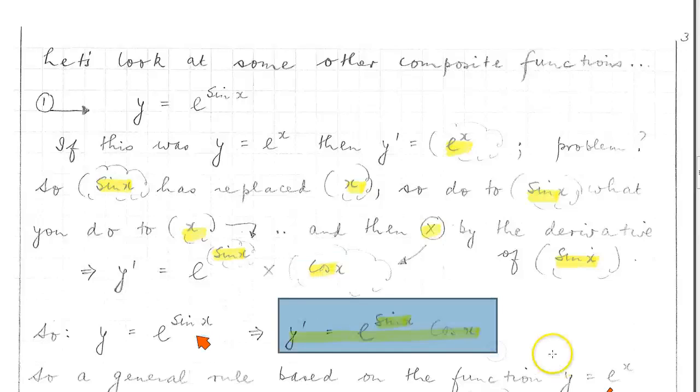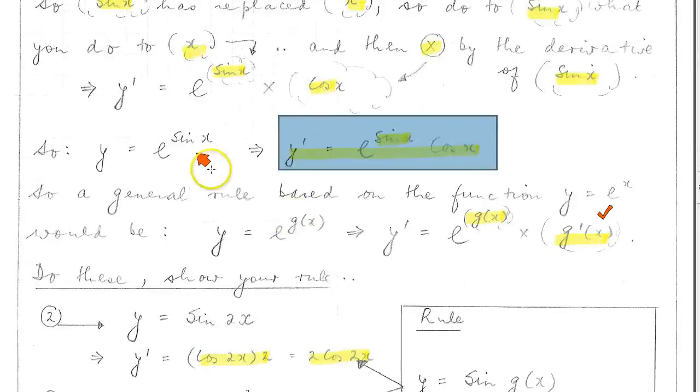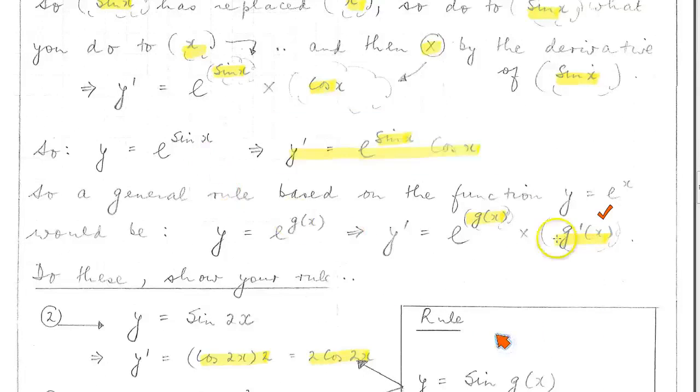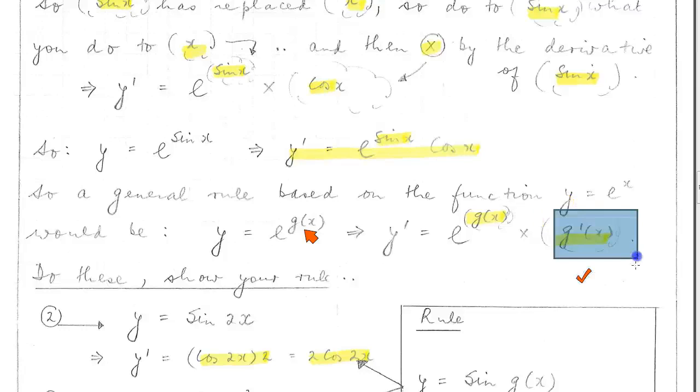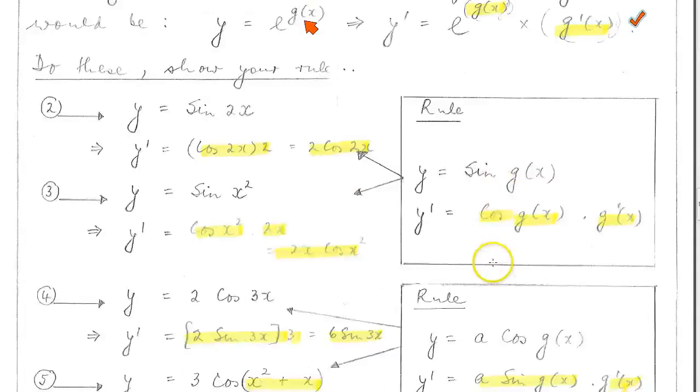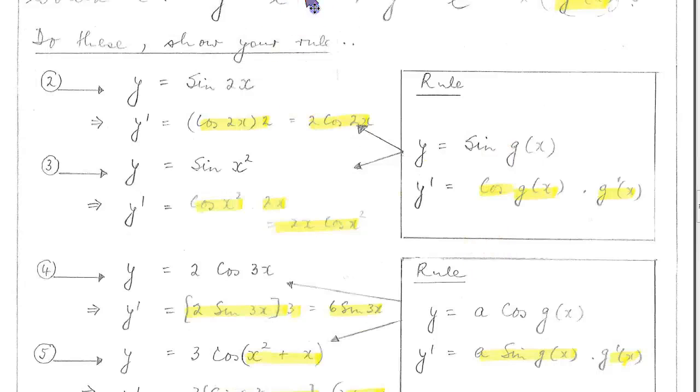So a general rule based on this function y equals e to the x would be, if I've got y equals e to some function of x, e to the g of x, say, y dash becomes e to the g of x. Don't change it. Simply multiply by the derivative of g of x, which I'll write as g dashed x. Okay. Right, let's do some other types of functions here and then write down the rule. Try a couple here if you want to, see if you've got the idea, and come back to me.